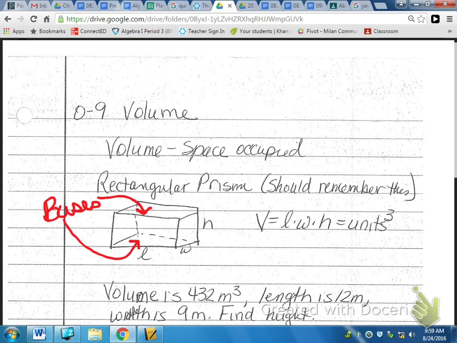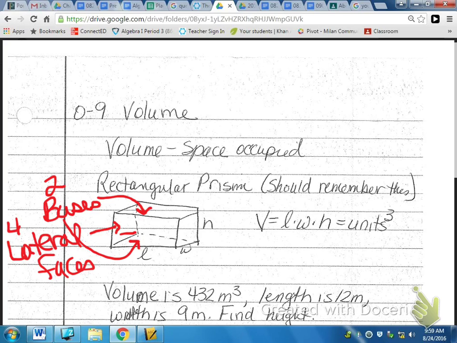And then around the outside we have what's called lateral faces. Okay, so that's all of the ones around the outside. So there are actually 4 of those. And there are 2 bases. Now I will tell you this.